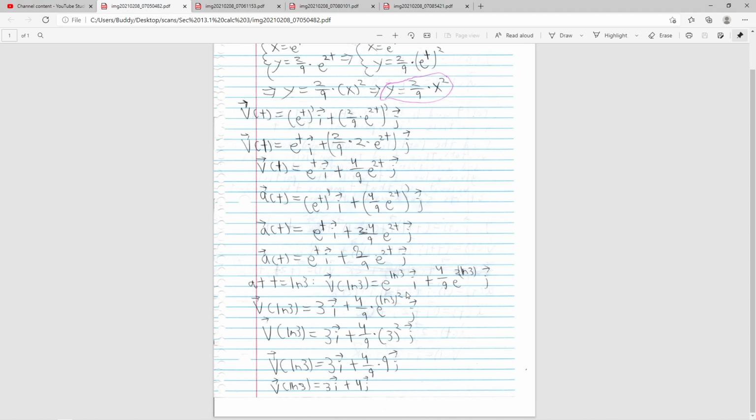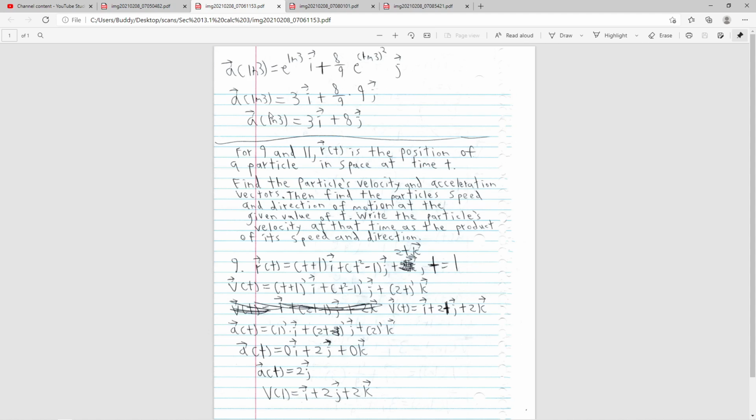e^(ln 3) i plus 4/9 e^(2 ln 3) j. Just keep it simple, make sure no math gets messed up. It's e^(ln 3) squared. e to the ln of something will be just that something, so it will be 3 squared. Then e^(ln 3) i is just 3i. You end up simplifying down to 3i plus 4j, and that's the velocity at that point at ln 3.